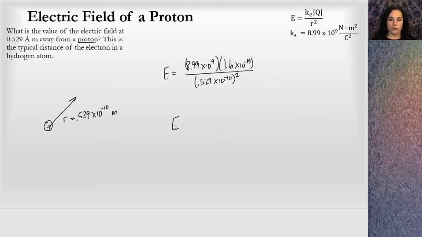When you run those numbers through your calculator, you get a value of 5.14 times 10 to the negative 11th newtons per coulomb. That's how big that electric field is due to a proton, the distance of an electron away in a hydrogen atom. So it's not very large at all. That's a pretty small field.